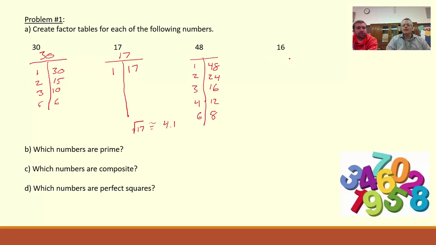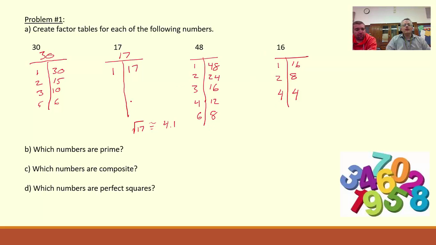All right, 16. 1 and 16. 2 and 8. No 3, because 16 divided by 3 is a decimal. Then 4 and 4. So how many factors does this number have? 5. Yep, you have to be careful: 4 is repeated. 48 has a lot of factors, 10 of them. This only has 5 because 4 is listed twice.